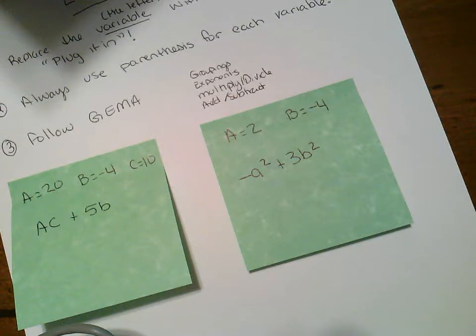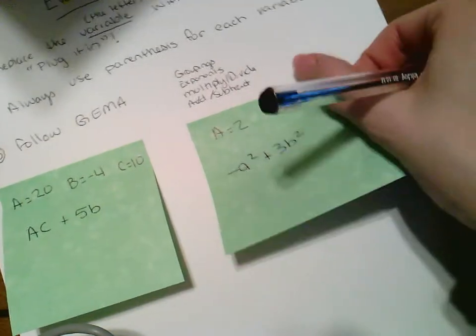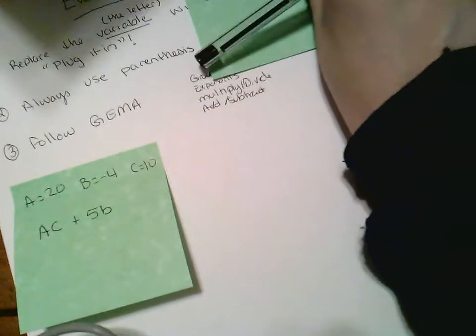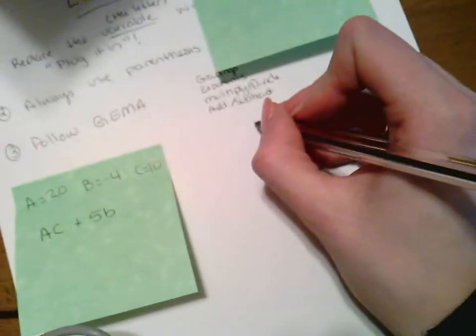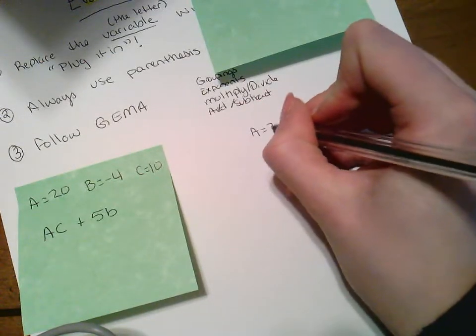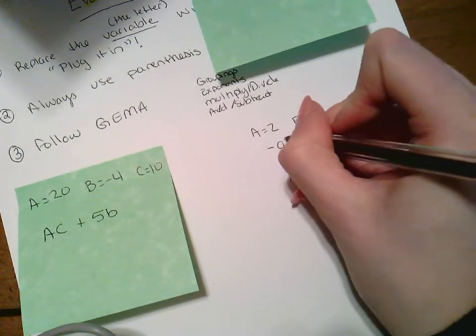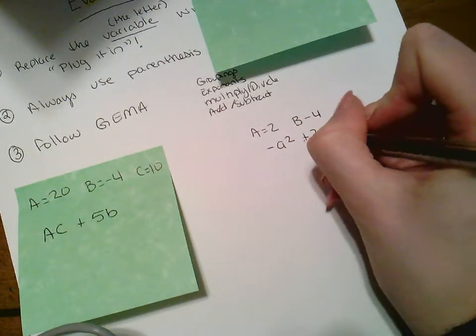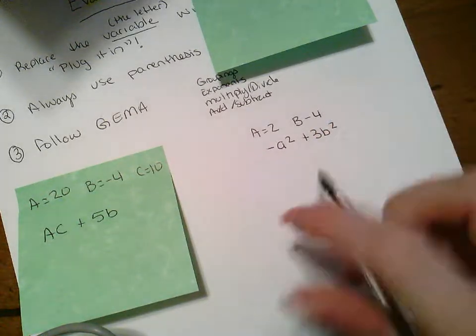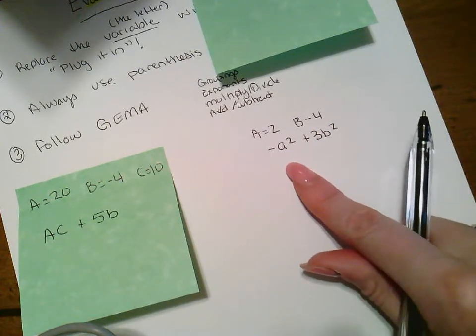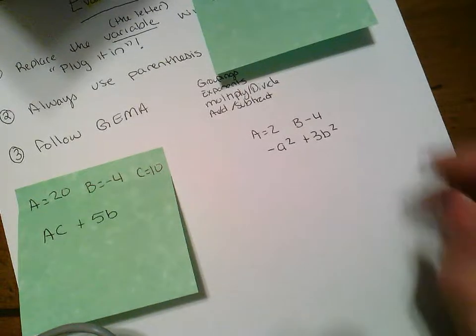The first thing we will do when evaluating expressions is write it again so we can take a look at it. So I have a is equal to 2, b is equal to negative 4, and I have negative a squared plus 3b squared. So now that I have my expression written, I am going to plug it in.